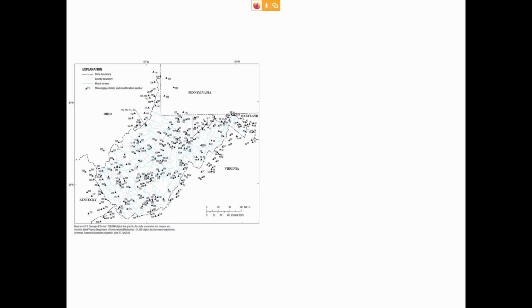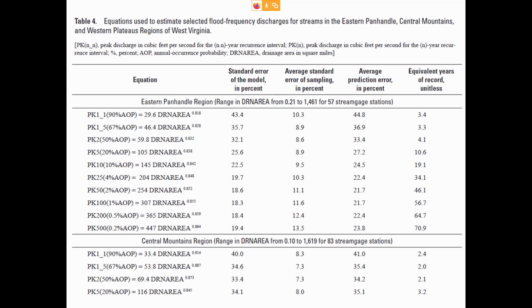So, the report goes on and on and on, but the actual equations that you use only take up really a single page. And so here's just a look, for instance, at the Eastern Panhandle region. If you wanted to know what is the 25-year storm, so PK25, the 4% annual exceedance probability means that in any given year there's a 4% chance that you would see this particular storm.